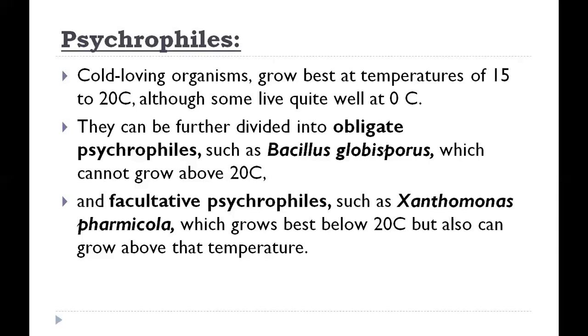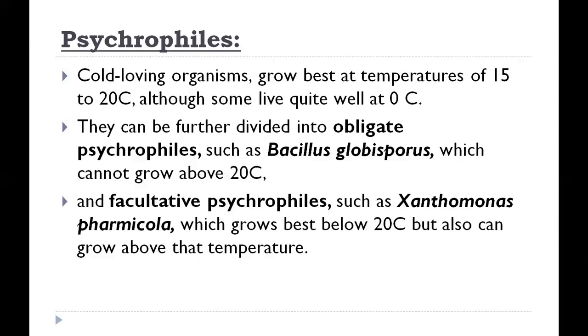Okay. Now, another example is a facultative psychrophile. What do you mean by facultative psychrophile? The example is Xanthomonas farmicola. It grows best below 20 degrees Celsius. But even if you put this organism above 20 degrees Celsius, it will not die. It will survive. It can grow above 20 degrees Celsius as well.